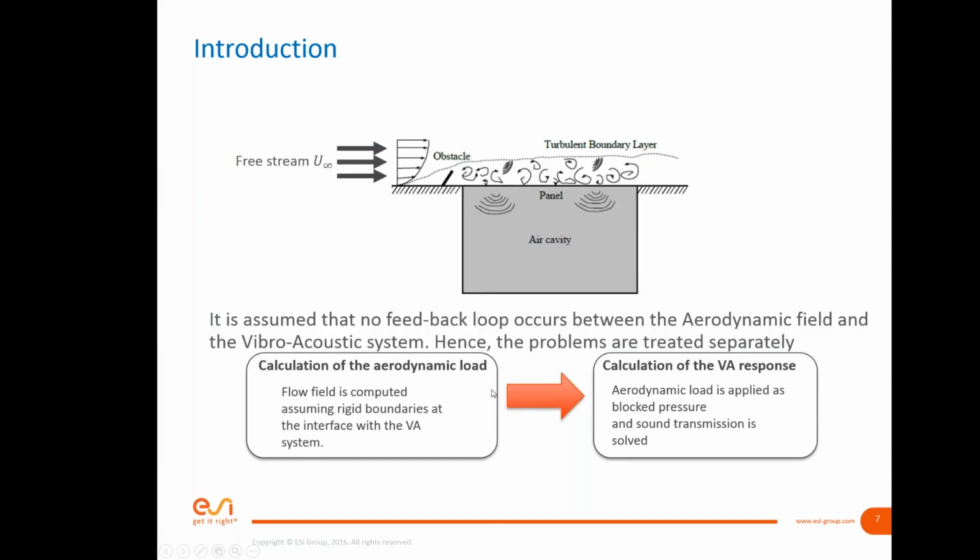And so those are called time histories, because they are computed and exported in the time domain. Those time domain data are used as the input to create the aerodynamic load in the VA system, the VA model. So the wind noise contribution can be computed inside the cabin.